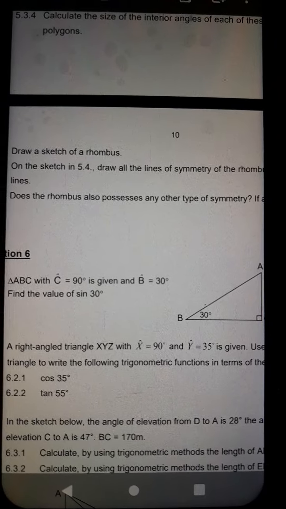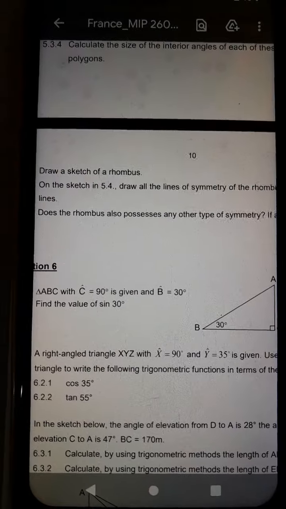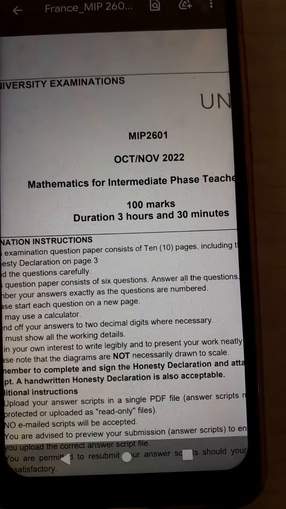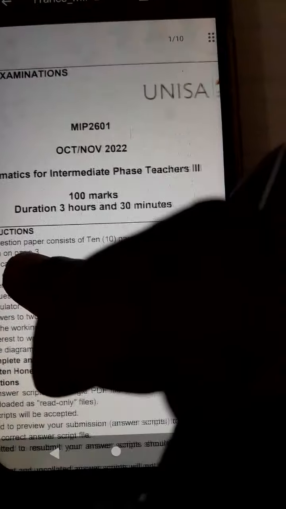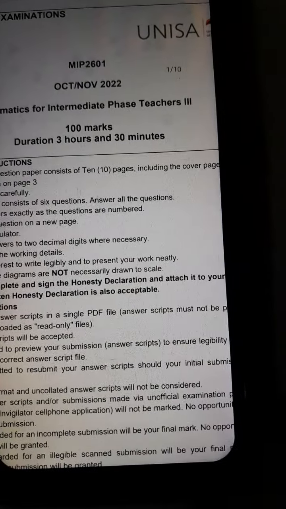In this video, we are specifically going to work with trigonometry. We are going to look at MIP 2601, October/November 2022, Mathematics for Intermediate Phase Teachers, at the third level. Is it third level? Yes, or fourth level? Yes.